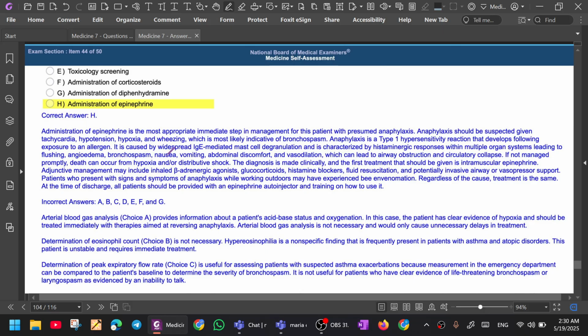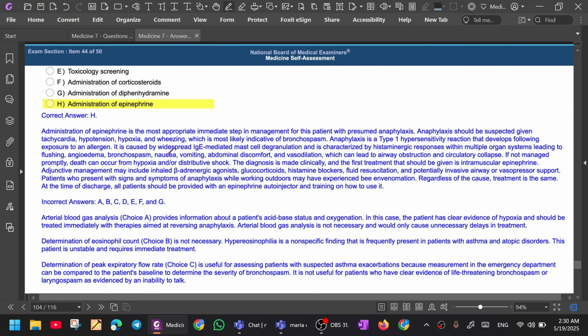Administration of epinephrine is most appropriate immediate step in the management. For this patient, presumed anaphylaxis should be suspected given hypotension, hypoxia, and wheezing, which is most likely indicative of bronchospasm.